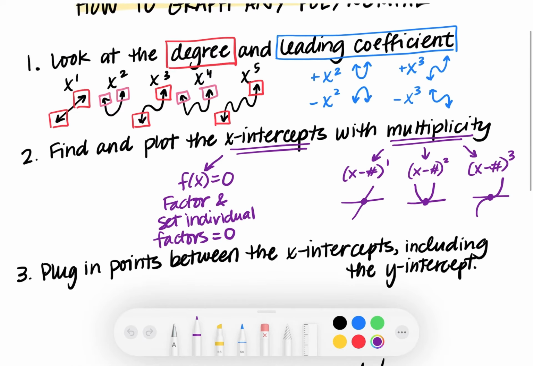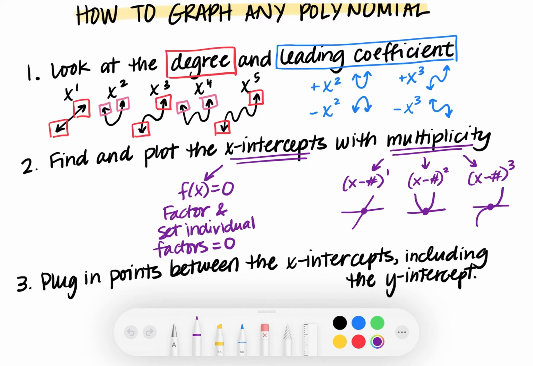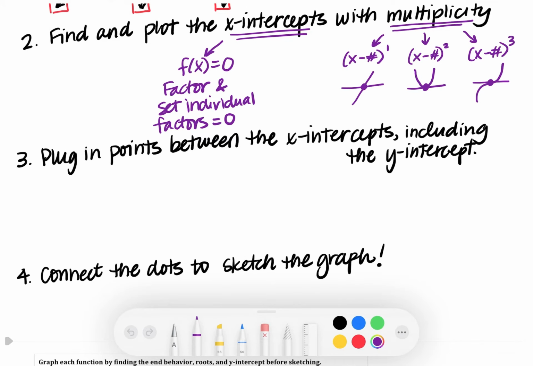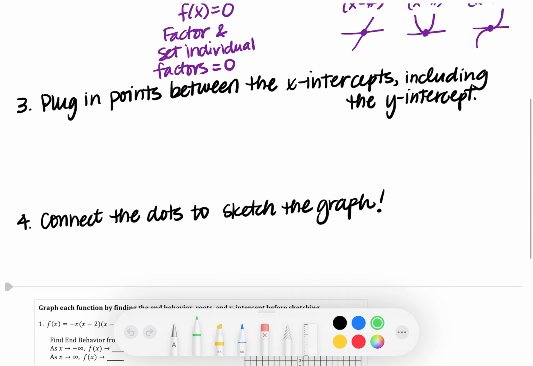So we have our general shape from our degree and our leading coefficient. We now have our x-intercepts by factoring and setting equal to 0. We have pretty much everything we need. Now let's give it some detail. That detail is to plug in some points between the x-intercepts, including the y-intercept. When I say plug in some points, you want to plug in maybe 1 or 2 points to the original equation.